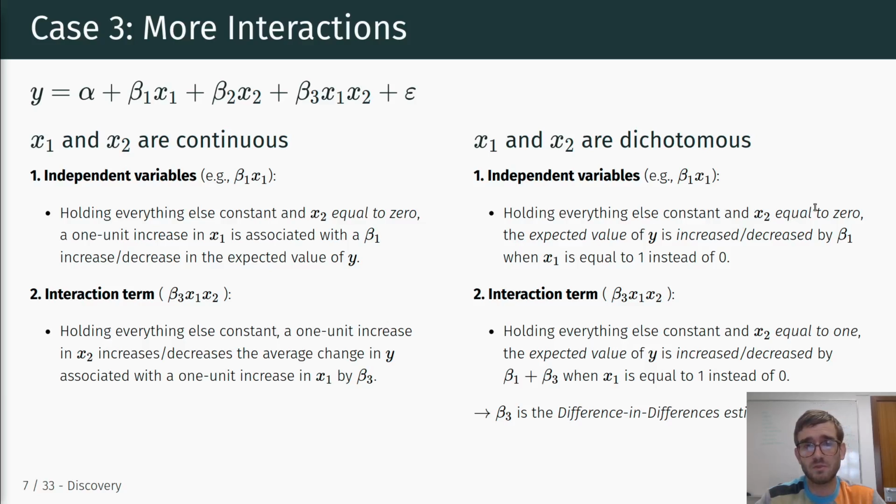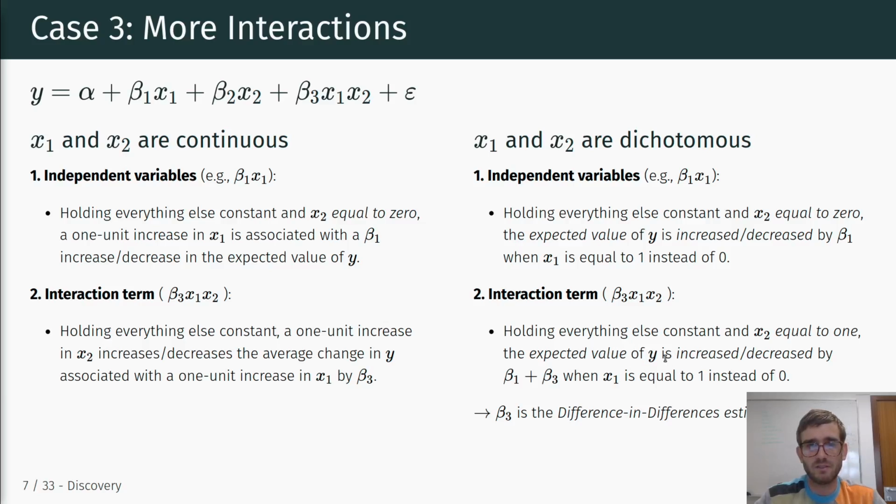So this is similar to the interpretation of the dichotomous independent variable that we talked about previously, but now again just keeping in mind that x2 is equal to 0. Right? The interaction term, beta 3 x1 x2, or the beta 3 as the coefficient, can again be interpreted similarly, but there's a subtle change.